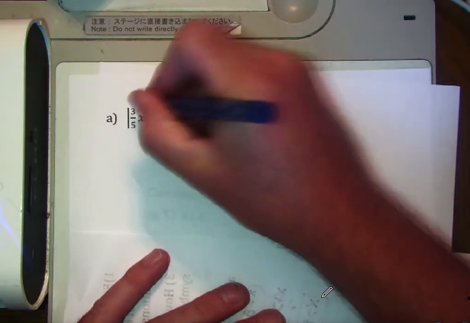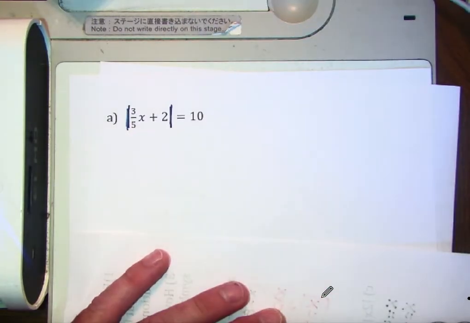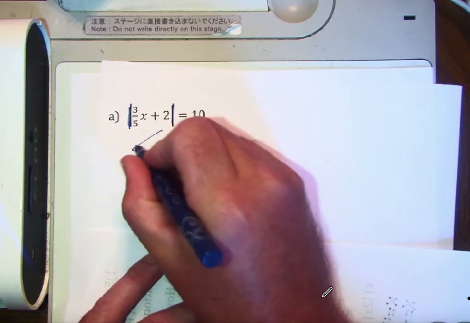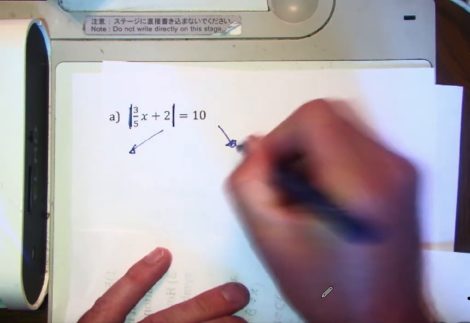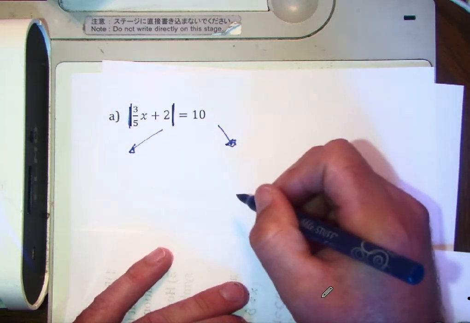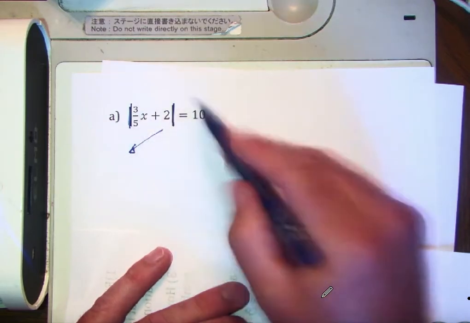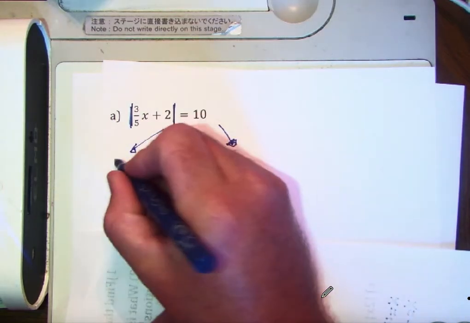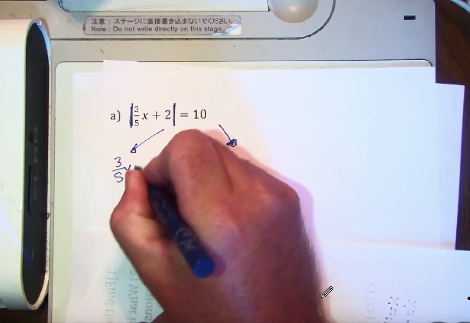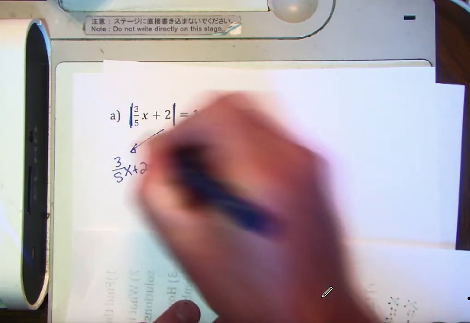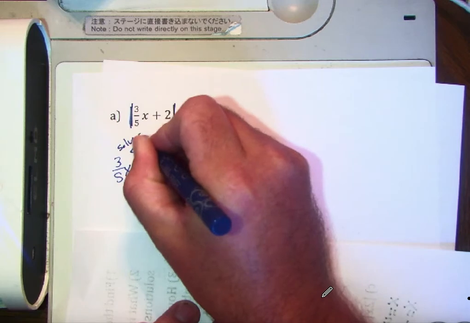Because we have absolute value first, we're going to split it into two equations. The first one is what everyone said. You just solve the normal equation. So solve normal.